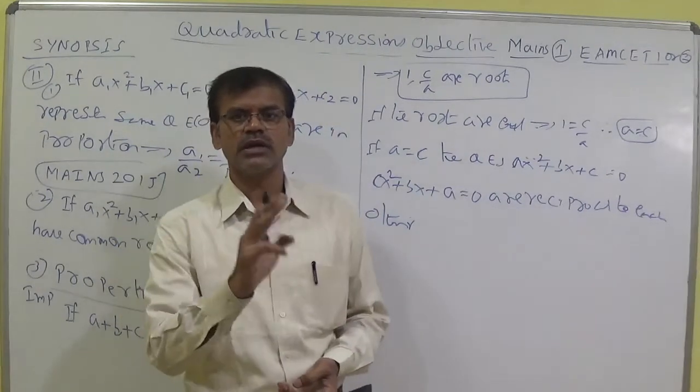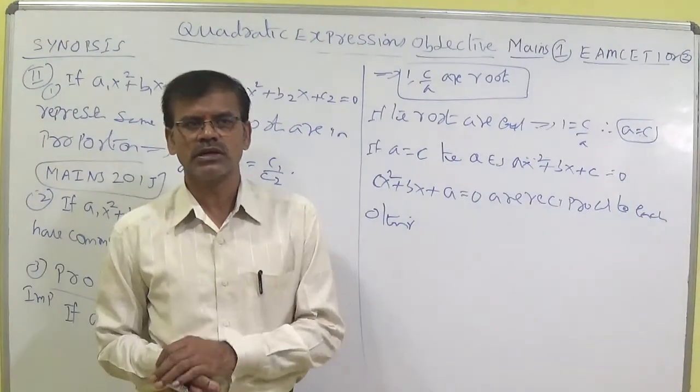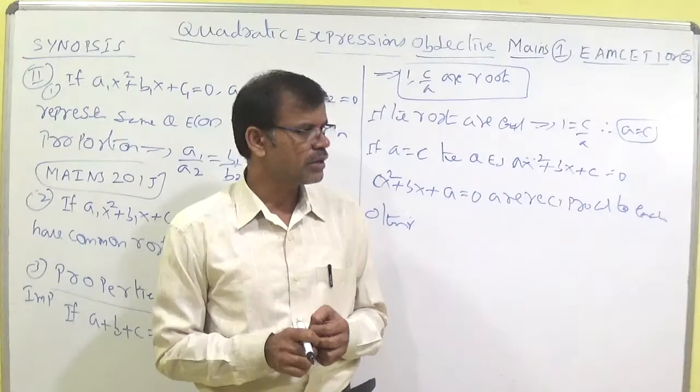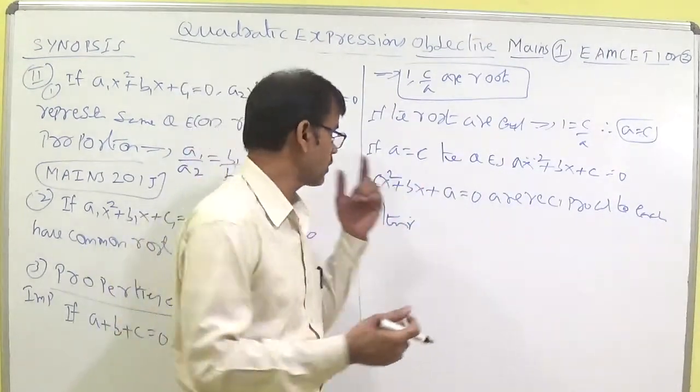What is the reciprocal method? If 3 is a root, 1 by 3 is another root. If alpha is a root, 1 by alpha is another root. If beta is a root, 1 by beta is another root. Like that. The reciprocal equation of a quadratic equation is the formula f of 1 by x. I will discuss it after completion of this formula.